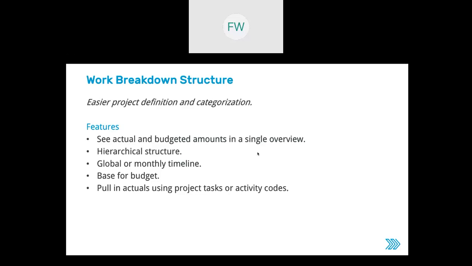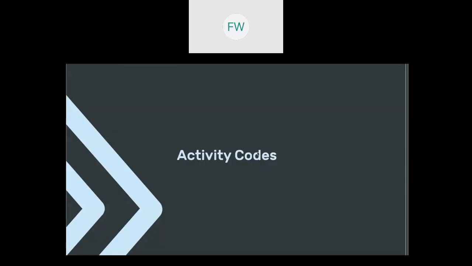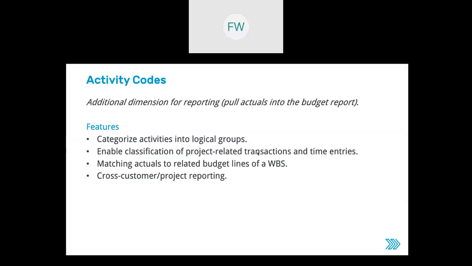Project tasks, by the way, do have the priority. So first, NetSuite looks if there is a project task associated with the budget line. If there is none, then it will look for activity codes. Activity codes provide an additional dimension for reporting. So you can pull in actuals into your budget report. You can categorize activities into logical groups and enable classifications of project-related transactions and time entries. Yes, so you can match actuals to the budget lines of your work breakdown structure, and they also allow cross-customer or project reporting because they can be shared across multiple projects.